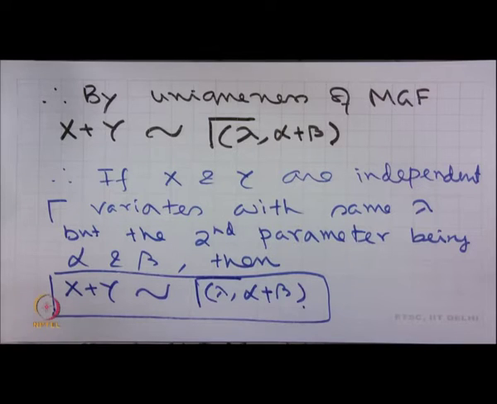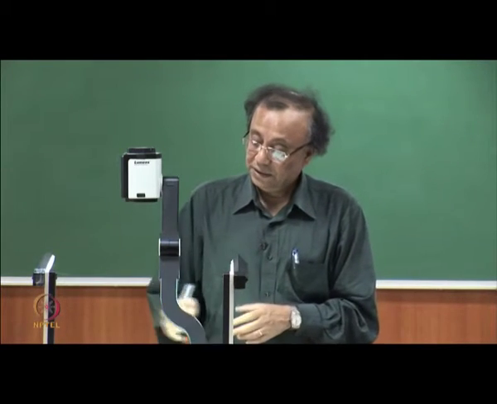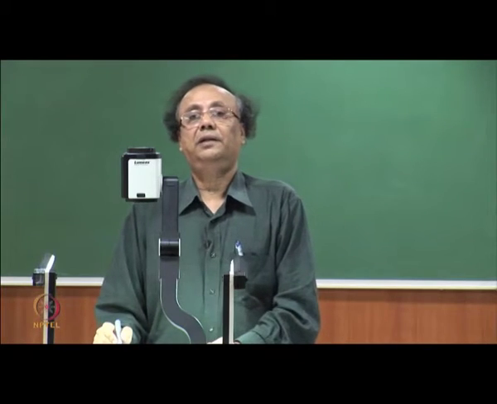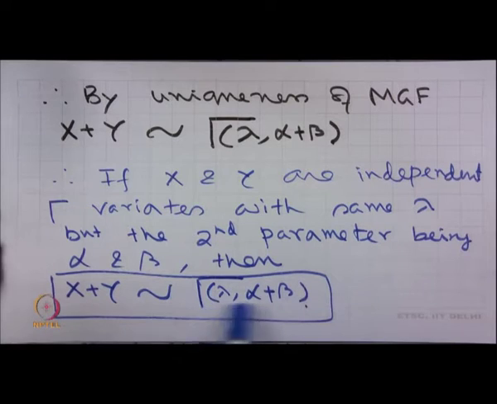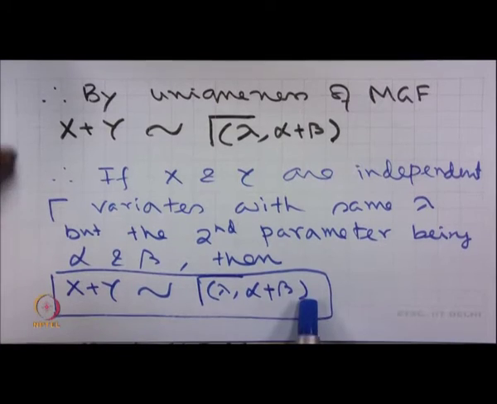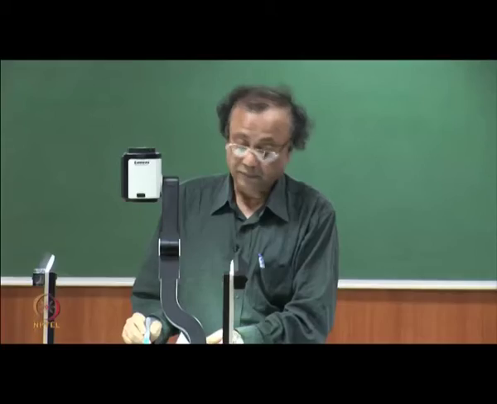Therefore, we find an interesting result with respect to gamma random variable, that as we keep on adding independent random gamma variables with the same lambda, the summation of these random variables is also gamma with the same parameter lambda, but the second parameter being the sum of the individual parameters.